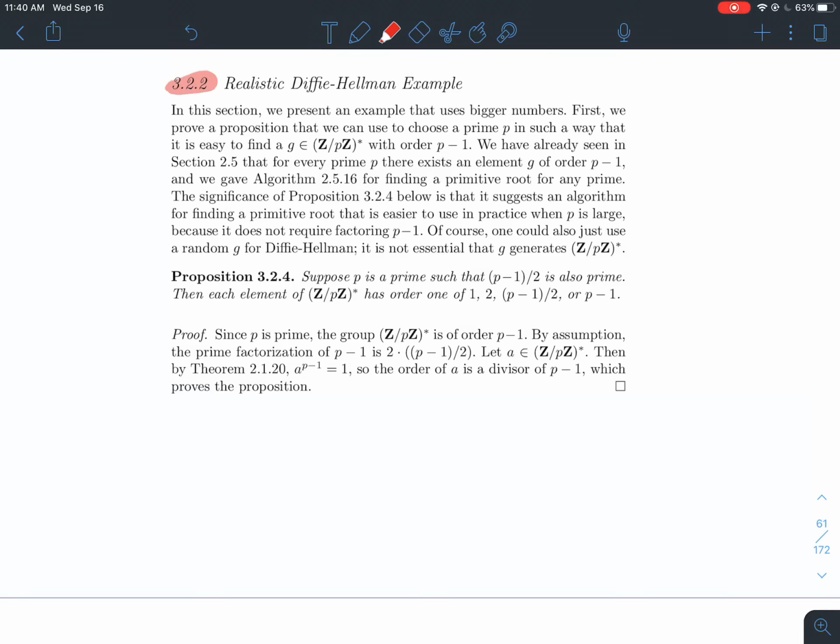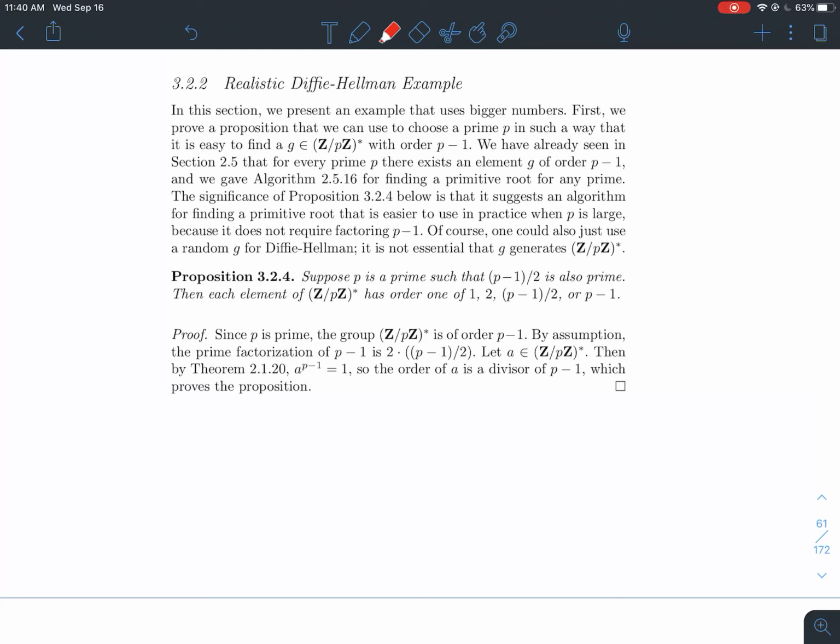This is a short video about 3.2.2 in Stein's number theory book. We'll go over a realistic Diffie-Hellman example, along with this kind of nice auxiliary result about what's an easy case to find a primitive root mod some p, some specific primes p.